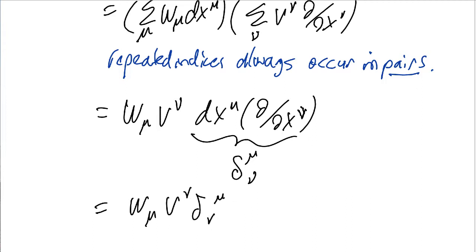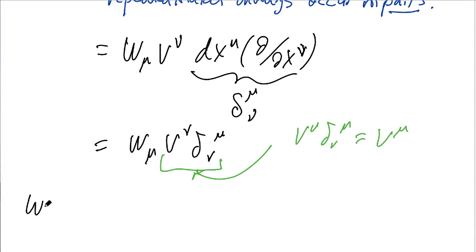And now, if we look at this part of the expression, we have a repeated index nu, which means nu is being summed over, but all of the terms in the sum are 0 unless nu happens to equal whatever the value of mu is. So v nu delta nu mu is just v mu. All right, so our result here is that w acting on v is w mu v mu. This is an important result.